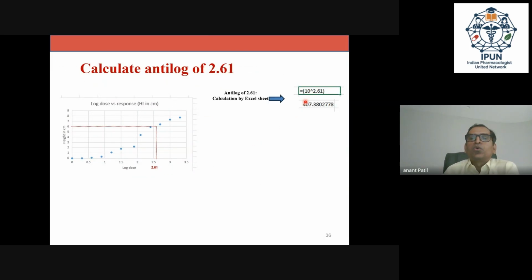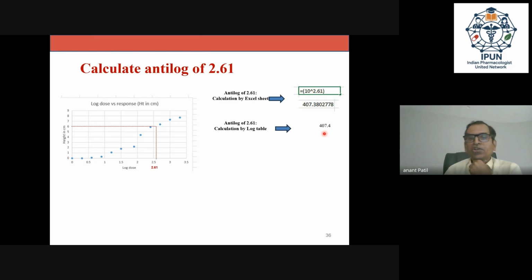So anti-log of 2.61, because I said that the log means common log, which uses base 10. So it will become 10 raised to 2.61, that becomes 407.38. So this is the concentration of the unknown that has been given to me. So this was the calculation that I used, an Excel sheet for calculation, 10 raised to 2.61.